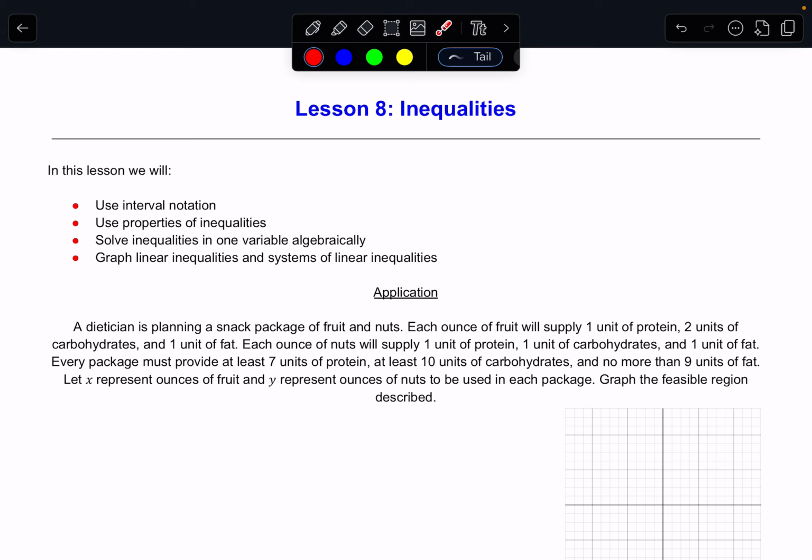But then we're also going to learn how to graph linear inequalities and systems of linear inequalities, and that'll have two variables in it. Okay, so the first couple things here are really just working with one variable, and the last one will work with two variables.